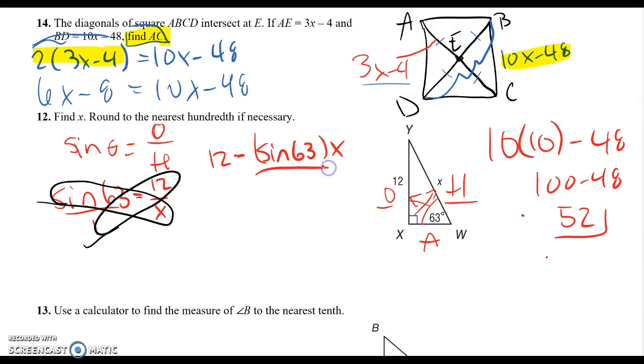Okay, sine of 63 is just a number. Once you put it in the calculator, it's just a number, so we can divide it just like any other number. Divide by sine of 63 on each side. 12 over sine 63 will be equal to x. And this is what we've got to put in our calculator.